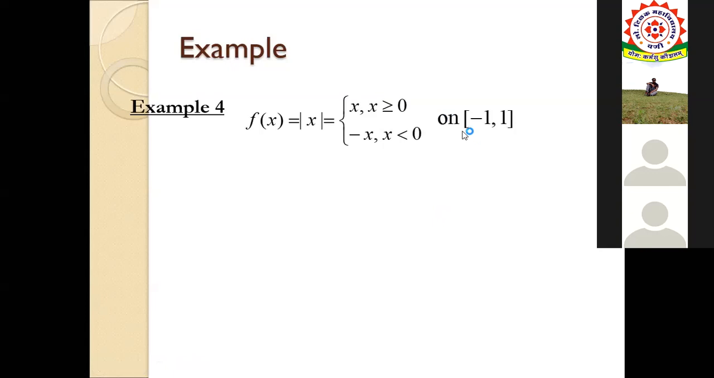On minus 1 to 1. Check whether it is continuous, differentiable. Can we apply Rolle's theorem? Anyone? Yes, continuous. Is it differentiable? No. At which point is it not differentiable?